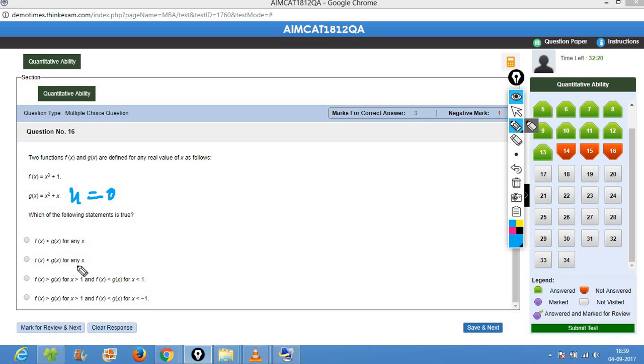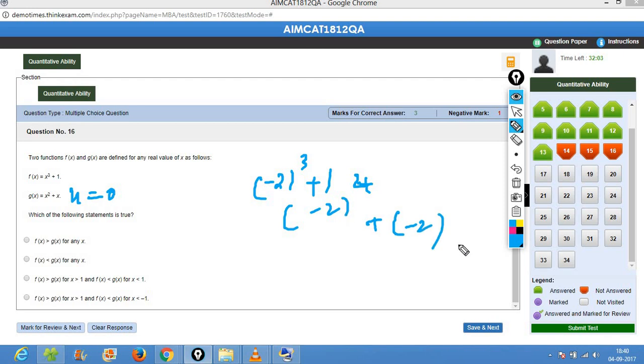Okay, what about negative values? Take x equal to minus 2. So minus 2 whole cube plus minus 2 whole square plus minus 2, so this comes out to be 4 minus 2. This is my negative, so this time g(x) is going to be positive, so yeah, perfect. Is x greater than 1? No, because at x equal to 0, f(x) is greater than 1. Yeah, this is the possible answer.